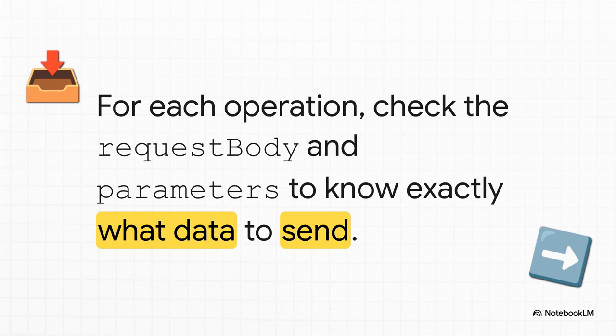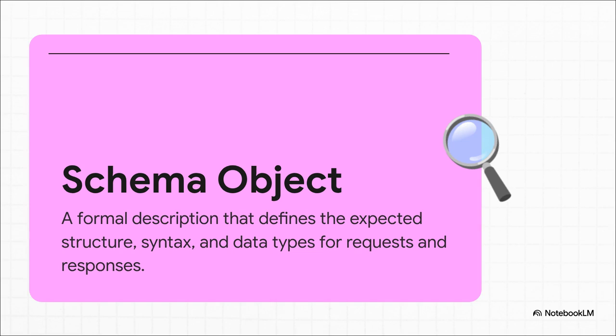No more guessing field names. And how does it define that data? It uses something called a schema object. This is a super formal description of what the data should look like. It tells you if a field needs to be a string or a number, an email, if it's required or optional. It's the strict rulebook that your data has to follow.